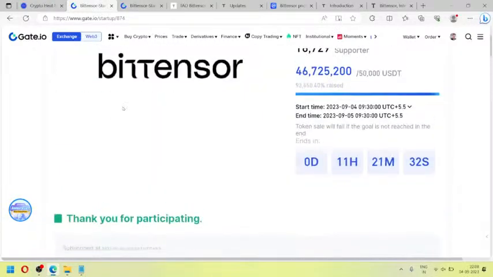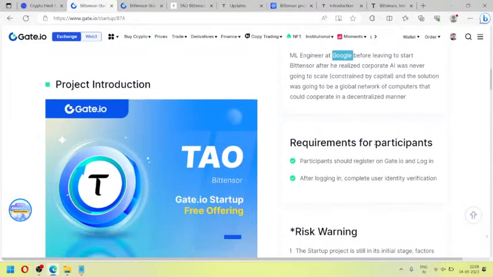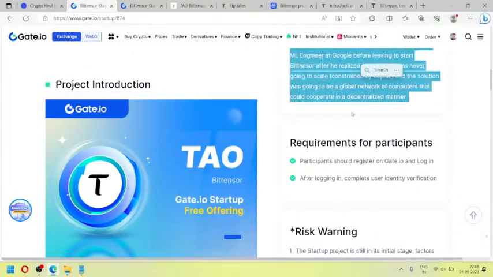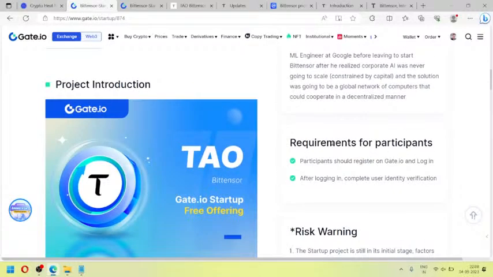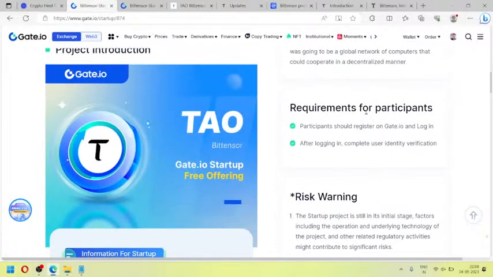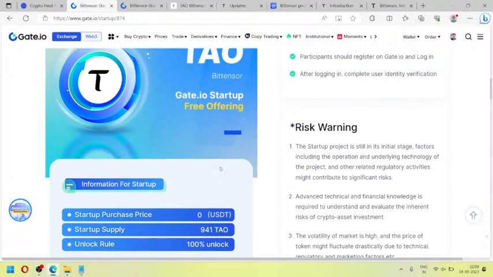And we can see the participation. If you are interested, just create your Gate.io account, log in, and you can participate in the airdrop. The requirements for participation are to register on Gate.io and log in. After logging in, complete user identity verification. After that, just participate in the free offering, the startup free offering on Gate.io. Just participate and collect your free airdrops.